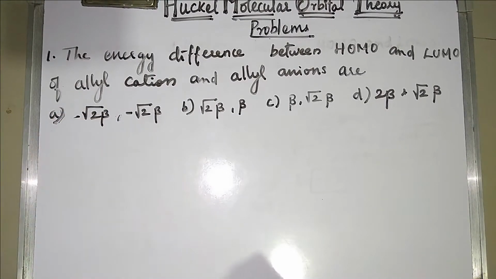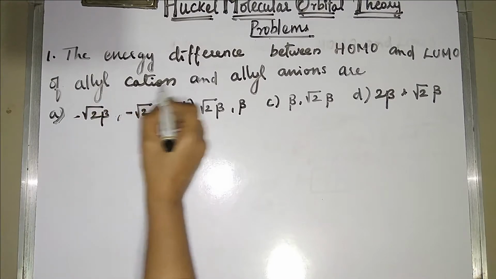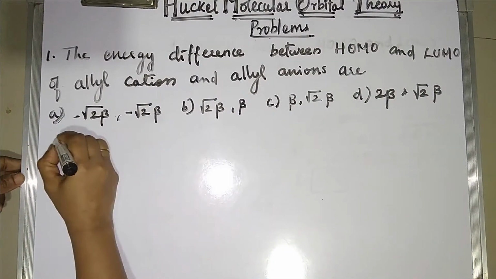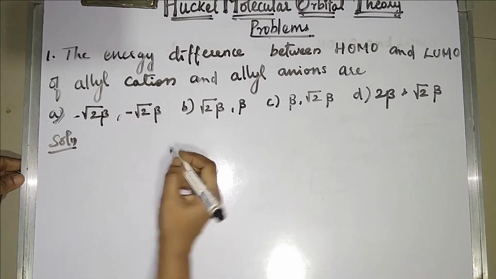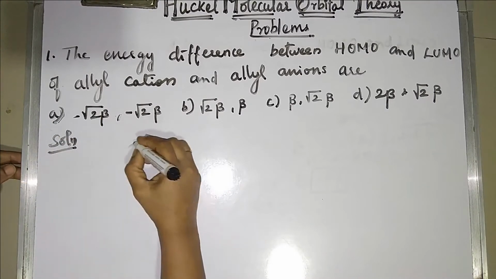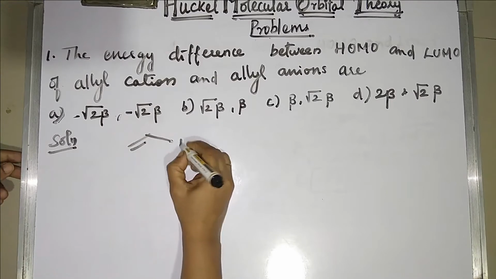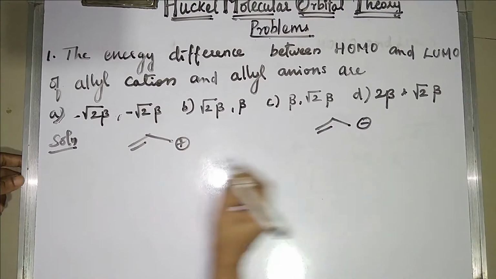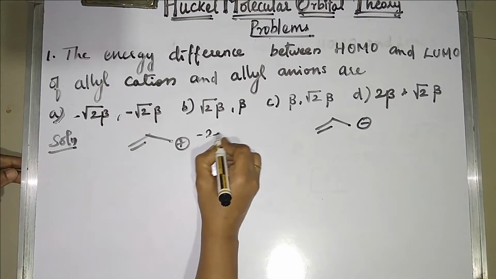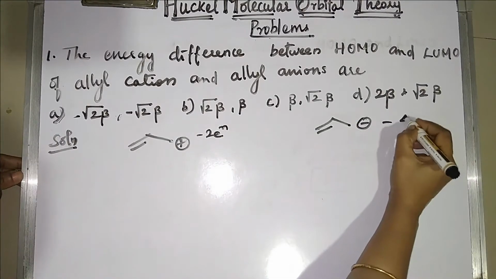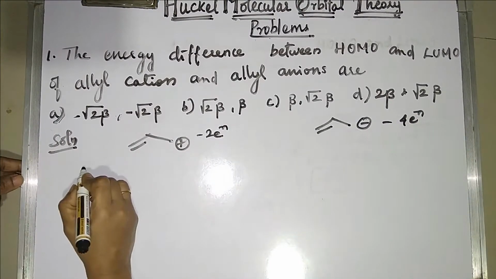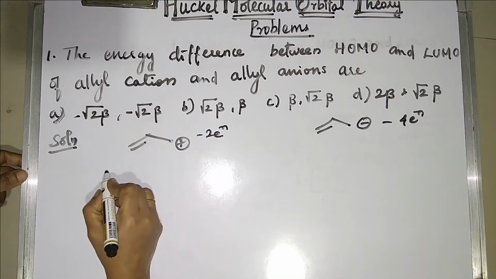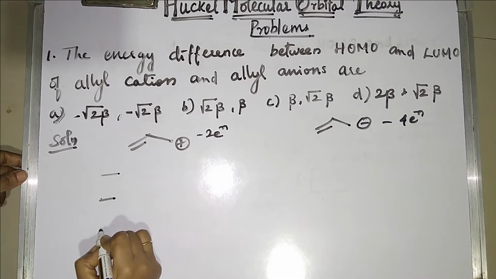They are asking about allyl cation and allyl anion. What is the structure for the allyl cation and allyl anion? This is the structure for the allyl cation and this is for the allyl anion. How many electrons are there in this case? 2 electrons. In this case, 4 electrons are there. So the remaining everything is the same. Here 3 carbon atoms are there, so 3 energy levels are there.